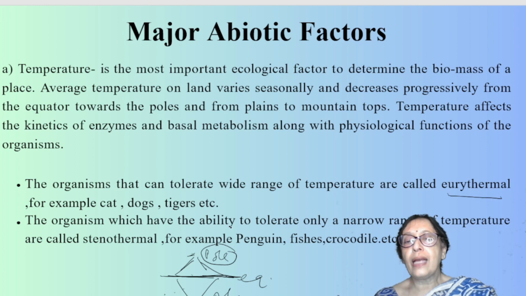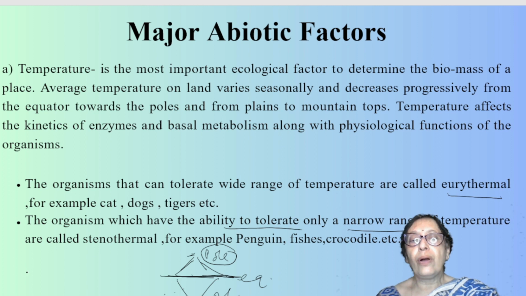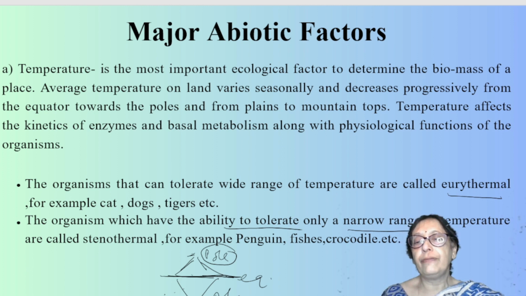And the organisms which have the ability to tolerate only a narrow range of temperature are called stenothermal. For example, fish, crocodile, penguin, polar bear, like that.